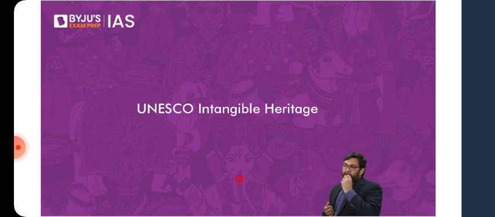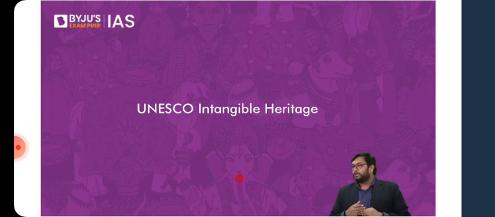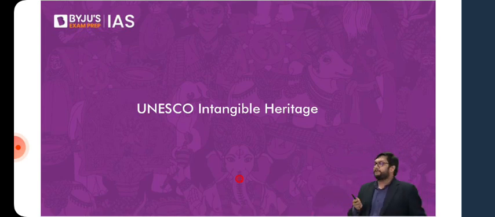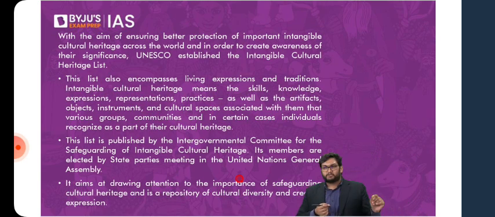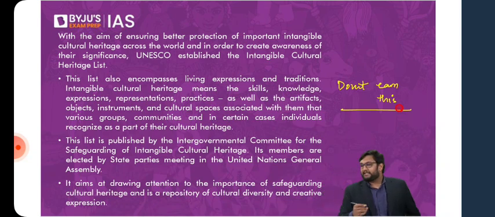Now, tangible is mostly given to monuments, sites. Intangible can be given to anything: a community culture, a community concept itself. So if you look at the list, you will realize intangible heritage can be anything. So UNESCO intangible heritage, you do not learn this. But what I want to tell you is, this is exactly out of UNESCO's website itself. It says skill, knowledge, expression, representation, practice. Anything can be intangible heritage.